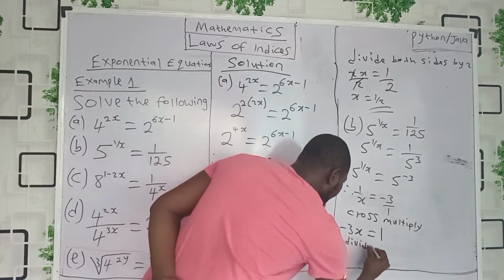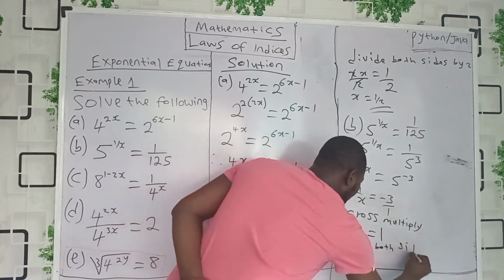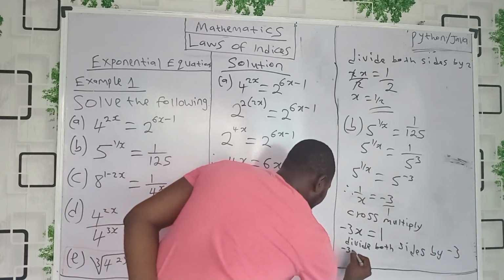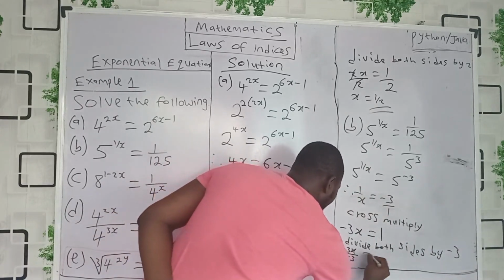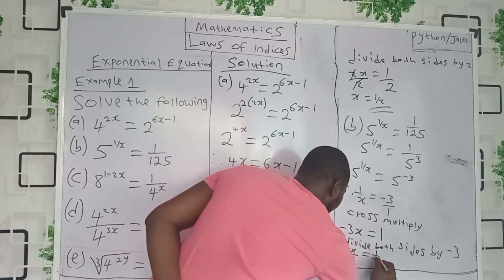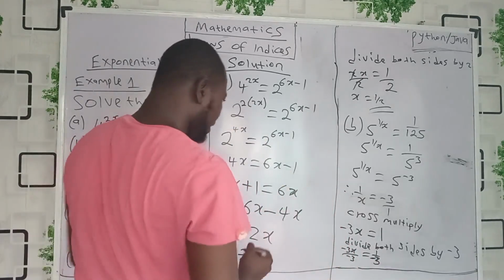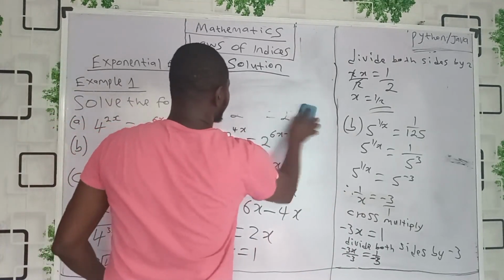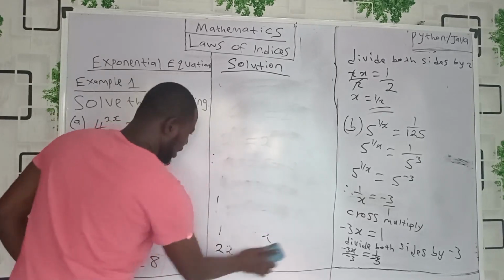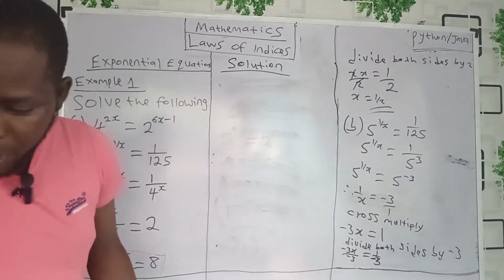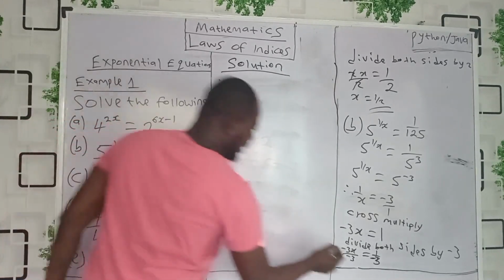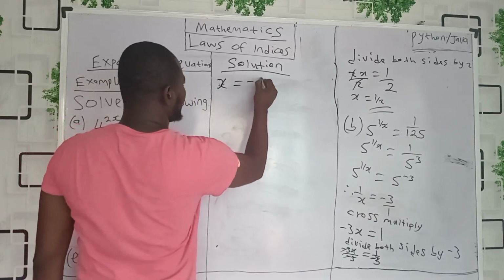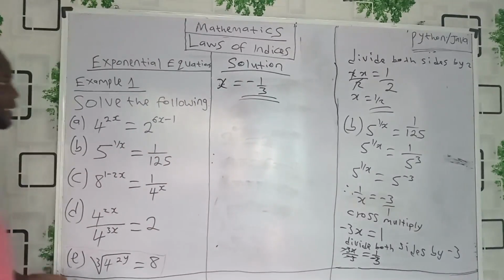Then here, what do we do? Divide both sides by what? By minus 3. What do we now have? Minus 3x divided by minus 3 equal to 1 divided by minus 3. So therefore, from here, what will be the result? Finally, I will now have what? Therefore, x will now be, minus 3, we cancel minus 3 here. x will now become minus 1 over 3. Beautiful. That is the B part.